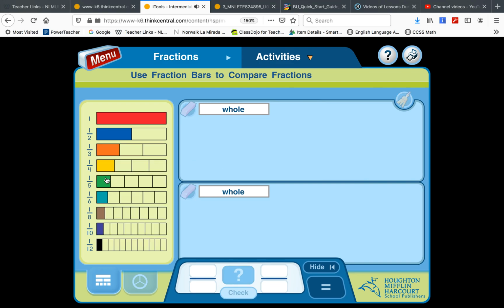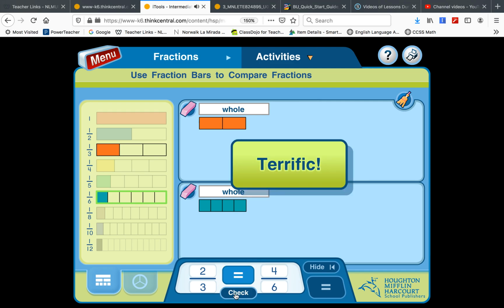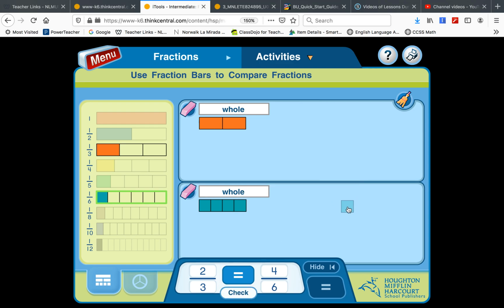I'm going to now compare not just unit fractions, but other fractions. So I'm going to get another third. I'm going to compare 2/3, and I think I'm going to do some sixths, and I want to try and see what could maybe be equivalent. Okay, that's still smaller. I'm going to go for another one. Okay, when I eyeball it, I think those are equivalent, so I'm going to guess equivalent and see what happens. Yes, they are equivalent. Terrific, I was right.